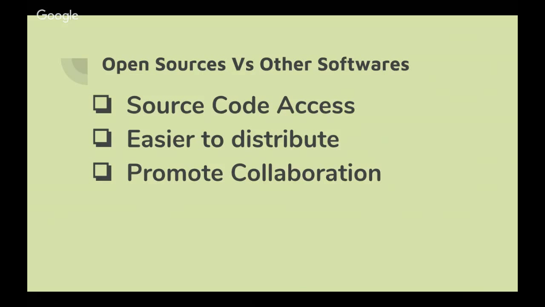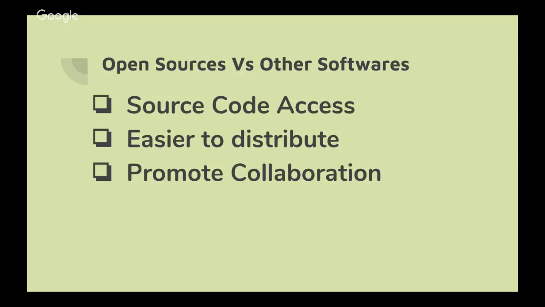So, open sources versus other softwares. Basically, people are able to access the source code with an open source software, and most of the time with other softwares, people are not allowed to access it. So something like Adobe Photoshop, sometimes it can be a little frustrating if you can't use it the way that you would like it to. And going back on that, open sources grant the user the right to use it and distribute it however they want.